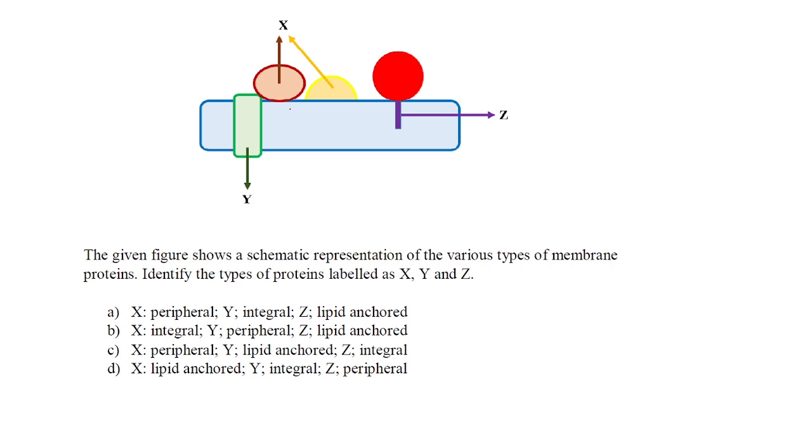So X, these X proteins are peripheral. Y are integral and Z are lipid anchored. This is peripheral and these are lipid anchored. Option A is correct.